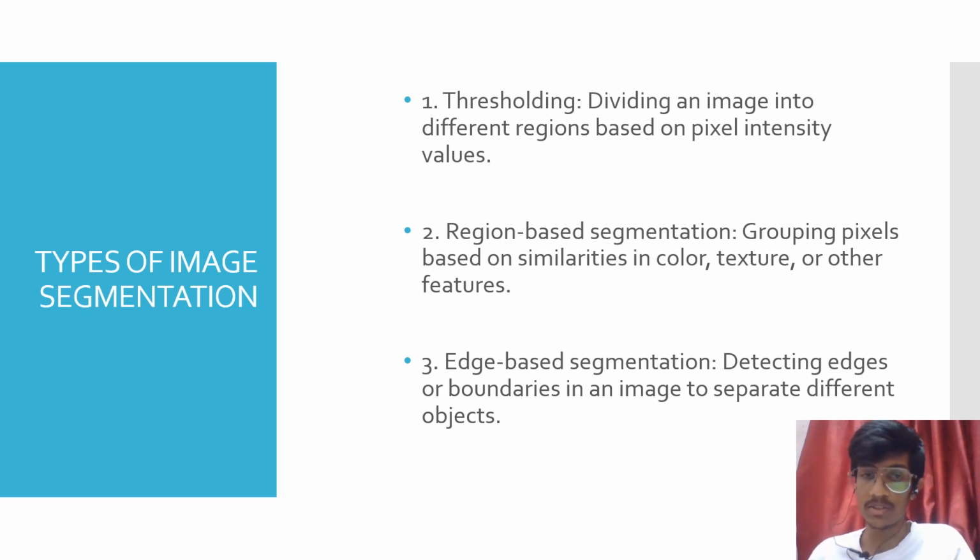It detects edges or boundaries in an image to separate different objects. How do you detect an edge? There's a whole process to detect an edge or boundaries in an image. First we will be applying the convolution method, which will be coming in the further topics. Basically, edge-based segmentation is detecting edges or boundaries in an image and separating the objects. So that's it.